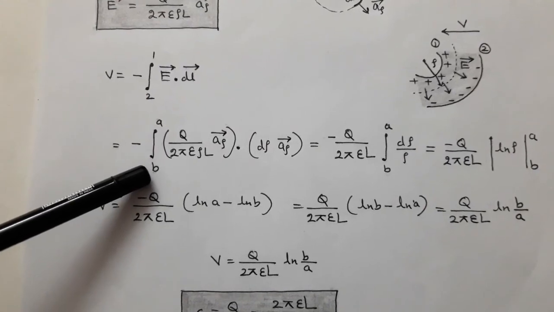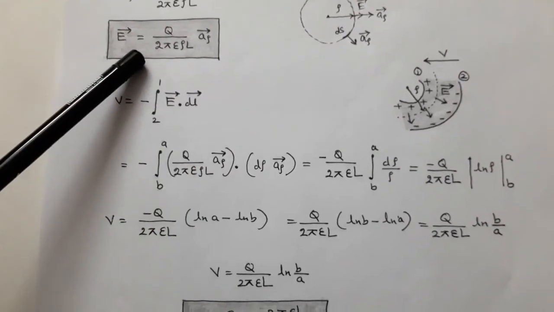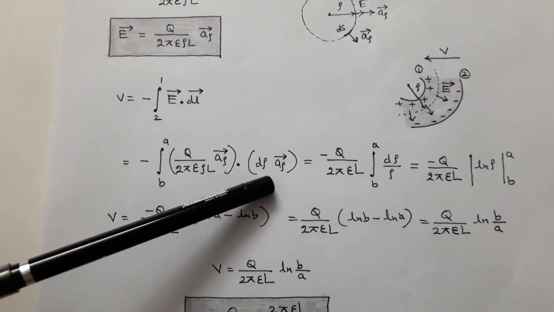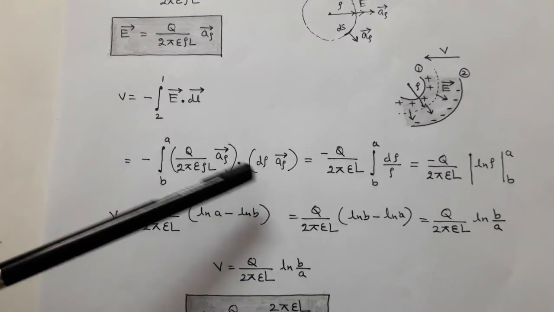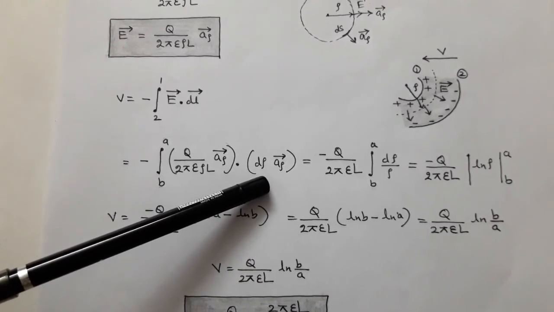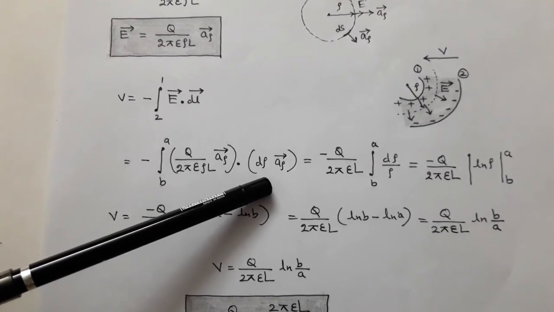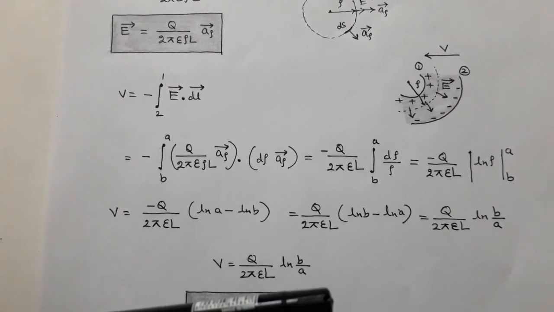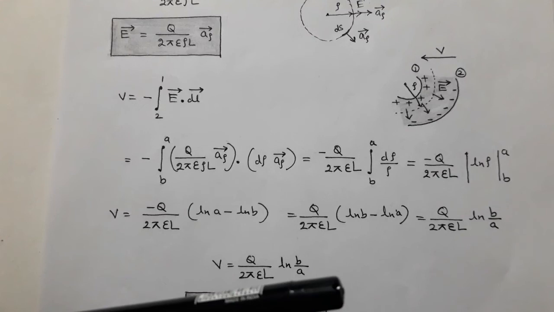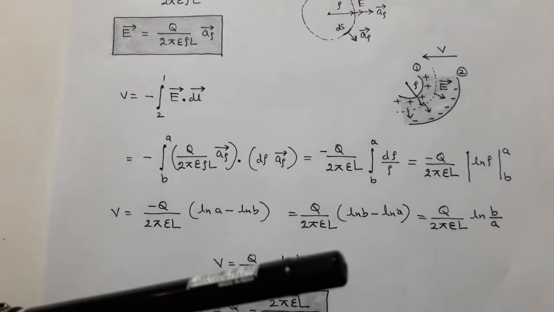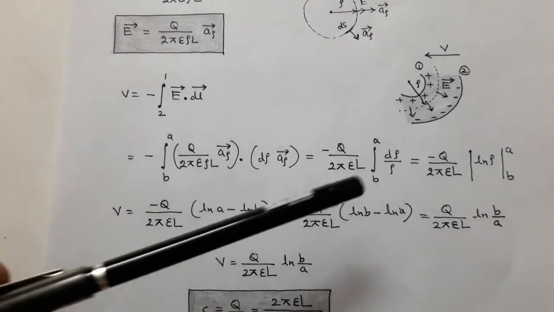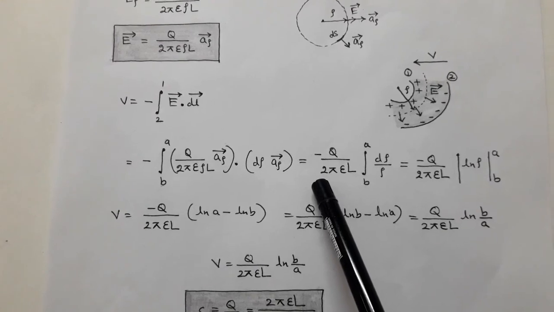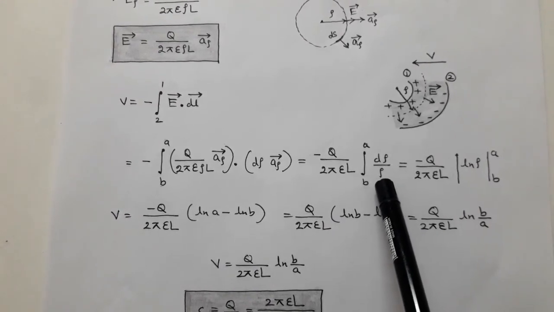Now in place of E vector, we can write Q upon 2 pi epsilon rho L unit vector a rho, and in place of dl we can write d rho a rho, because dl in a cylindrical coordinate system is d rho a rho plus rho d phi unit vector a phi plus dz unit vector a z. Since the electric field intensity has a unit vector rho direction, the dot product E dot dl also only has a rho component. Now we take the constant outside the integration, and the integration is with respect to rho.